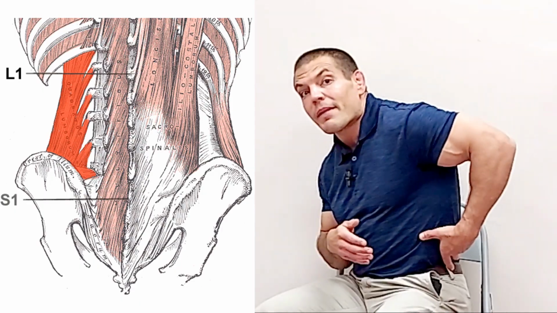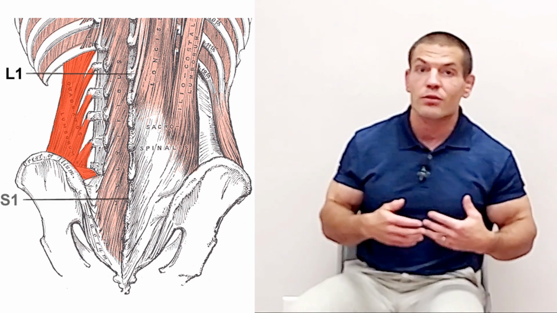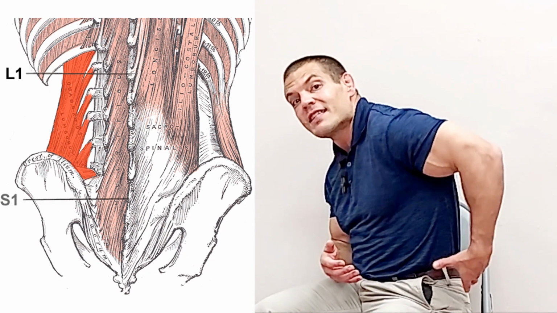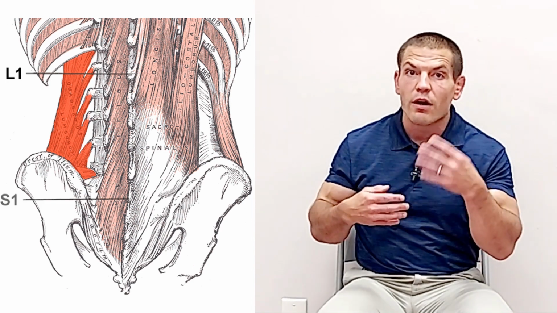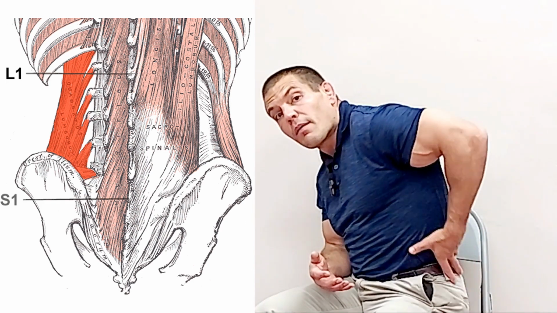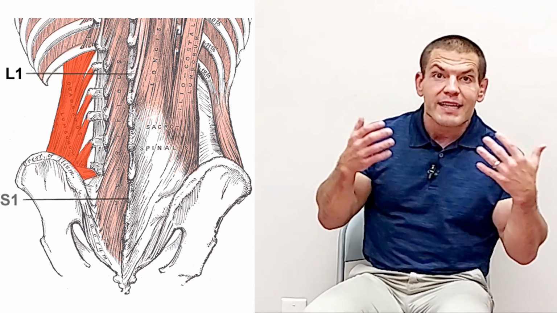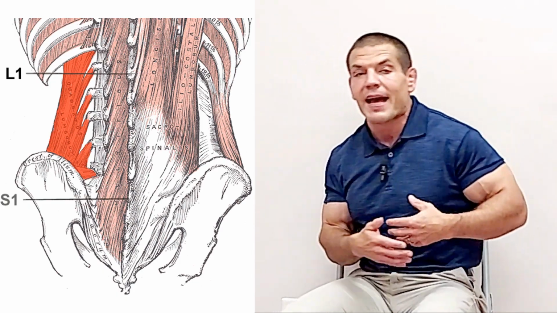So let's get started. The Quadratus Lumborum is a rectangular shaped muscle that runs between your pelvis and your 12th rib. Quadratus means four-sided, rectangular, and lumborum is your lower back. So it's a rectangular shaped muscle in your lower back.